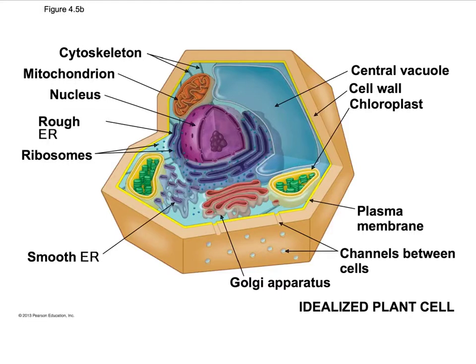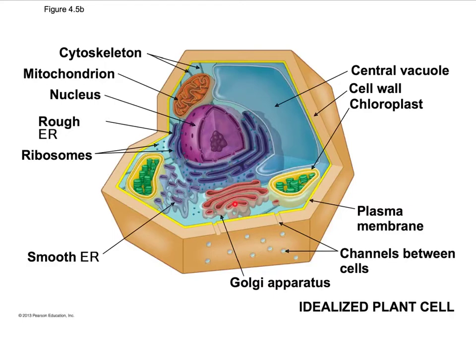Here we have a model of a plant cell, and right there in the center you see a nucleus. That's where its DNA is located. We have a mitochondria. We have rough ER and smooth ER and a Golgi apparatus. As I just mentioned, these are all things that this cell has in common with any animal cell as well. Now let's look at the differences.